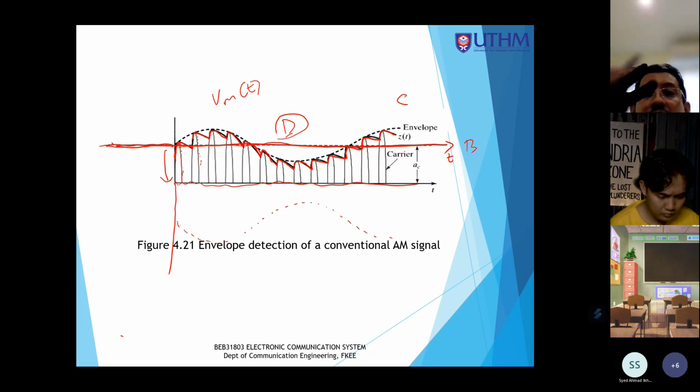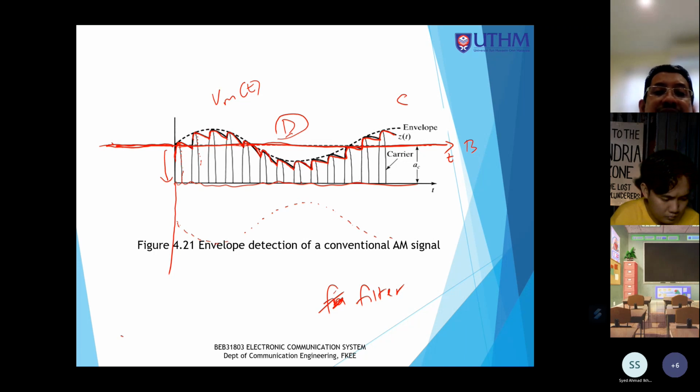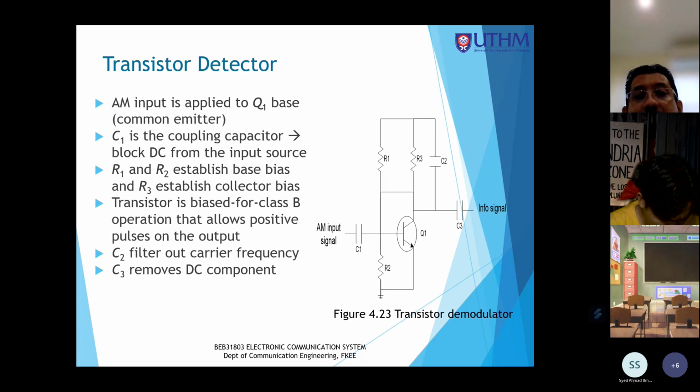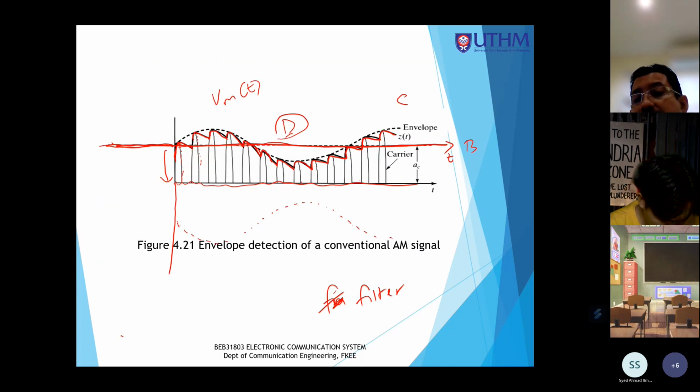So how to make it smooth sine wave? So we need to use additional filters to make the output signal more smooth. Dia menjadi lebih smooth. Okay, so barulah dia akan hasil seperti original signal. Okay, so this is about diode demodulator.